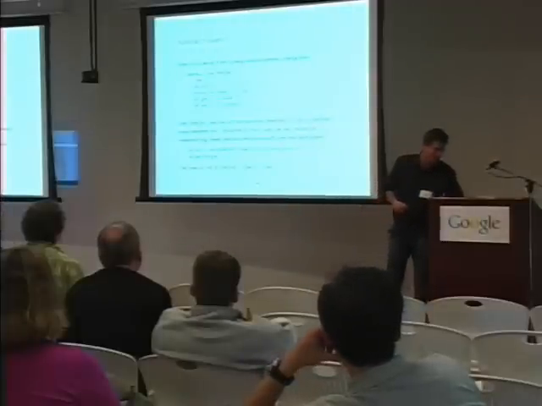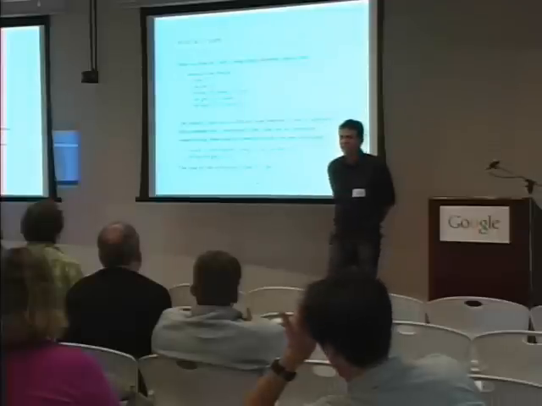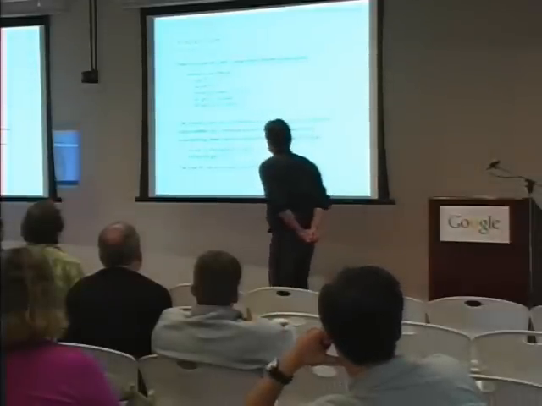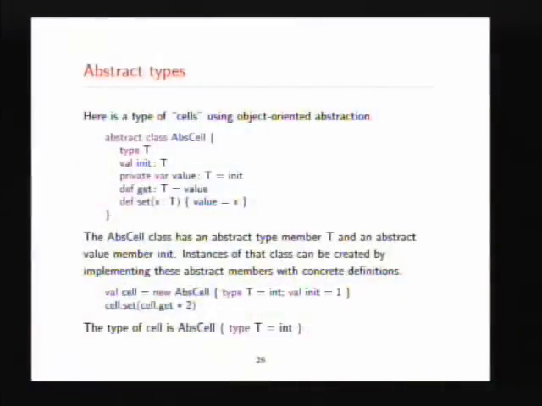OK. So here's a very simple program that uses that. The class gives you a class of cells which have just a single value of type T and a getter and a setter. And usually you would say, well, we write this as a parameterized class. You can do that, of course, but let's use object-oriented abstraction because that's less familiar here. So in object-oriented abstraction, we would say, well, this class actually has a type member T. So T is a member of this class. And it has an initial value also of this type T.